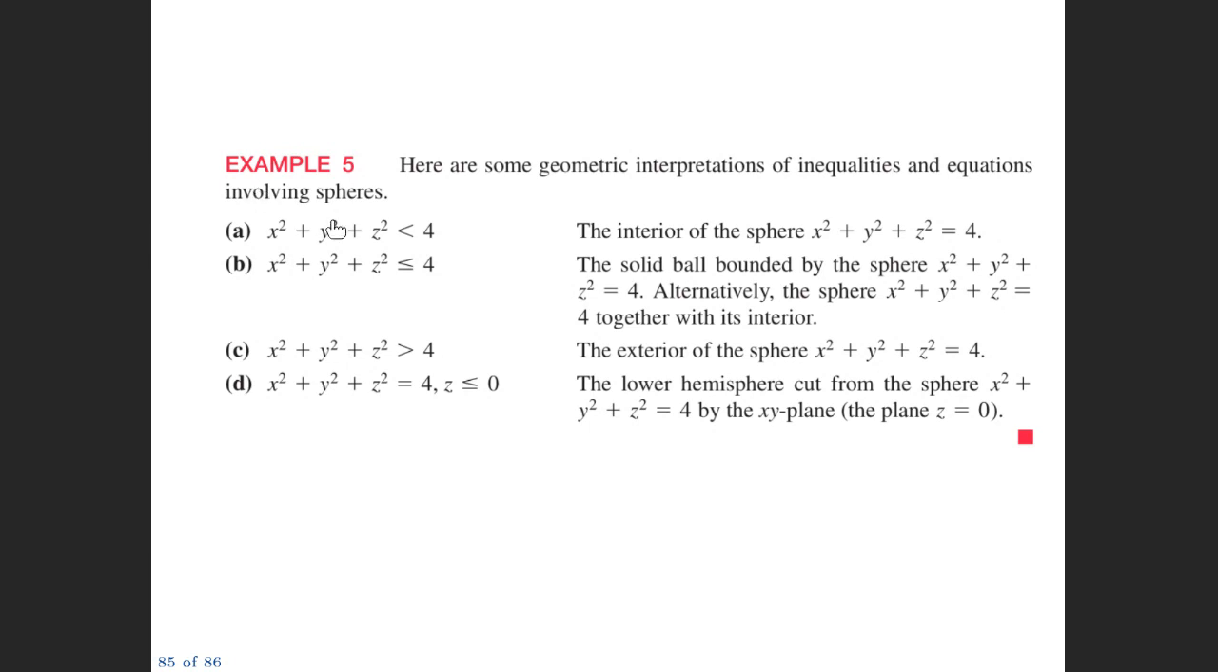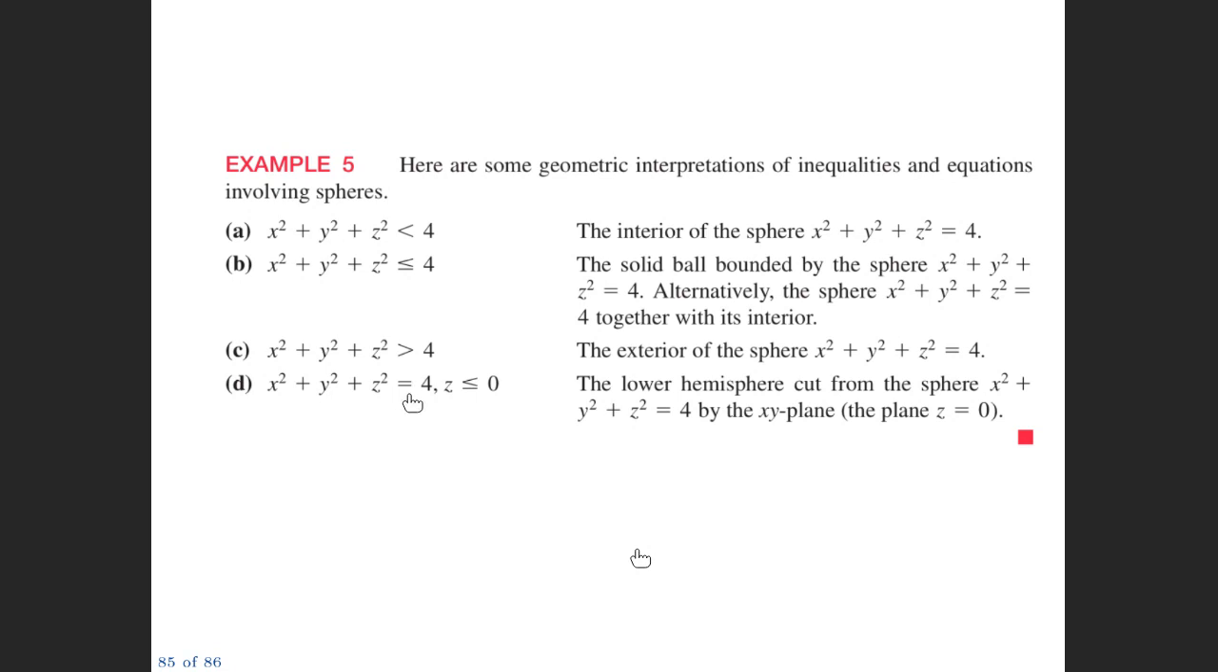If I said x squared plus y squared plus z squared is less than 4, that means the interior of the sphere, not including the sphere, just what's inside the sphere. If I change that to less than or equal, it's a solid ball. It's the sphere and everything which is inside the sphere. If it was greater than 4, then it's all of the points which are outside of the sphere.